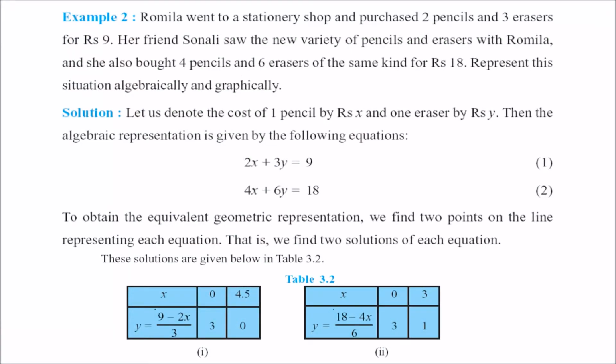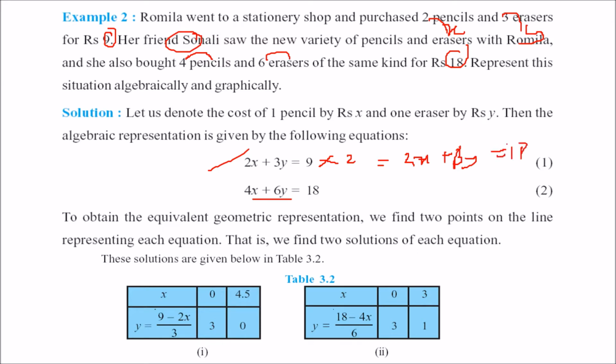Romila went to a stationery shop and purchased 2 pencils and 3 erasers for ₹9. Let us take pencil as x, eraser as y. So 2x plus 3y is equal to 9. Similarly, the second friend, Sonali, also went. She took 4x, 4 pencils, and 6y, that is 6 erasers, and it came to 18. Before going ahead, if I multiply the first equation by 2, it will become 4x plus 6y is equal to 18. These two equations are exactly similar, so they are eventually the same line.